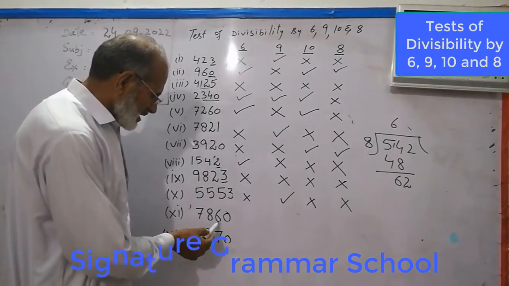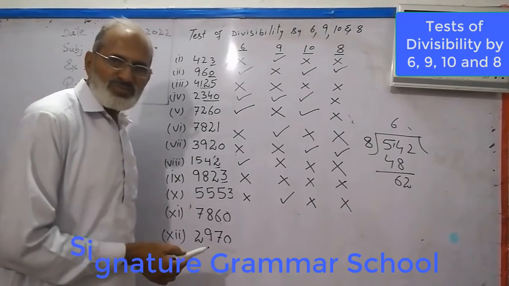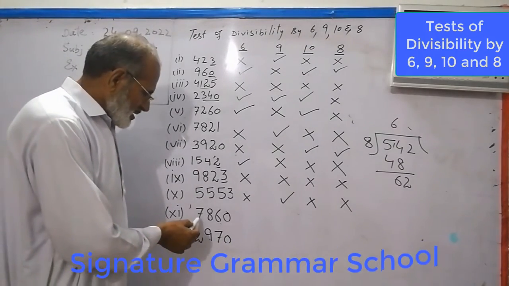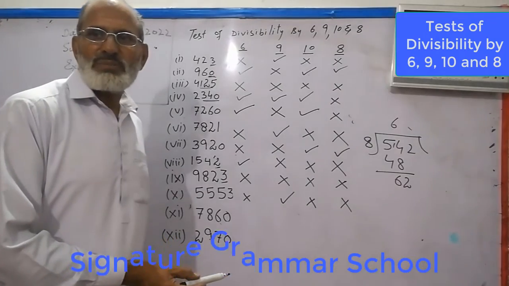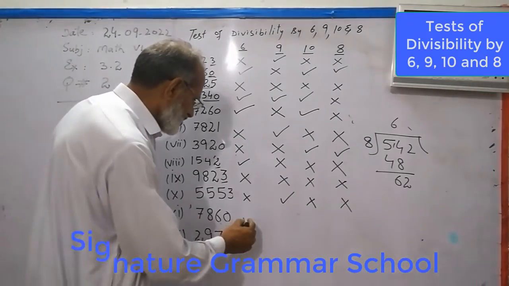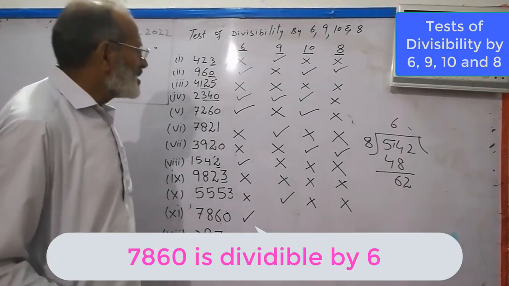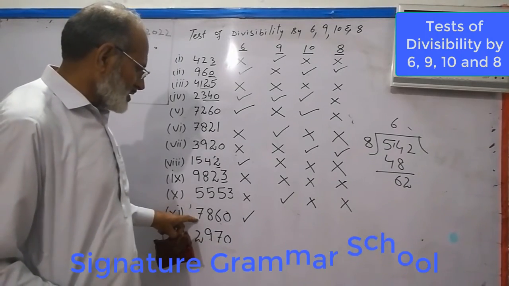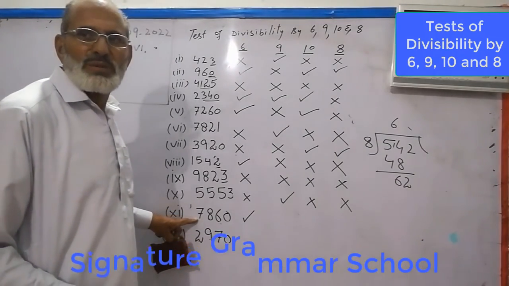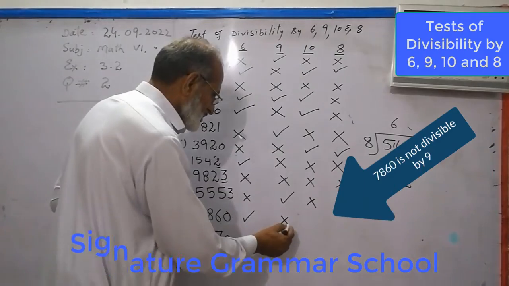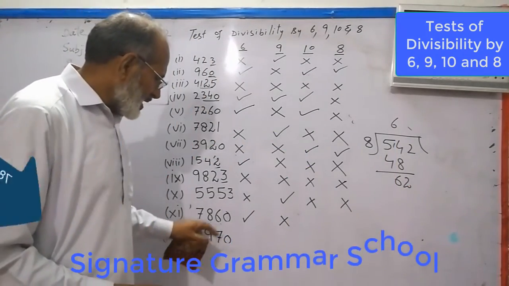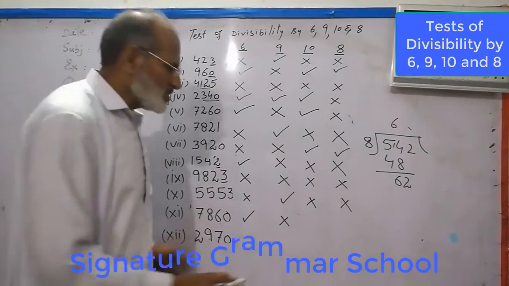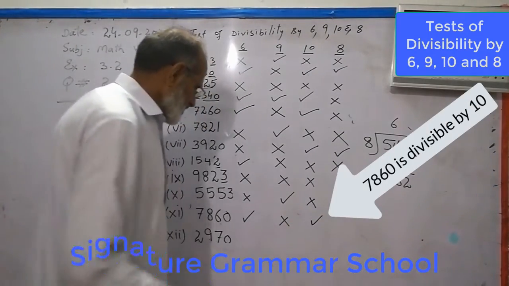Let's see the second condition. 6 plus 8 is 14. 14 plus 7 becomes 21, and 21 comes in the table of 3. Therefore, this value is divisible by 6. And 21 does not come in the table of 9. So this value is not divisible by 9, but it is divisible by 10 because at the unit place there is 0. So it is divisible by 10.